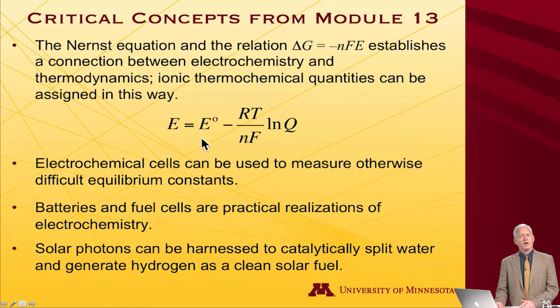The Nernst equation is the key equation in electrochemistry. It relates an actual cell potential to a standard potential, which refers to all participants in the cell being at unit activity, minus RT, gas constant times temperature, divided by the number of electrons being transferred within the reaction and the Faraday constant, and the log of the reaction quotient, which includes the actual activities or concentrations.